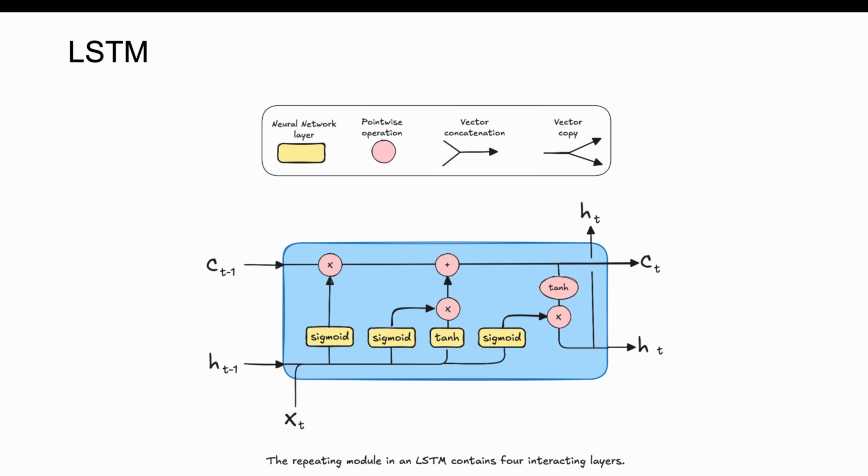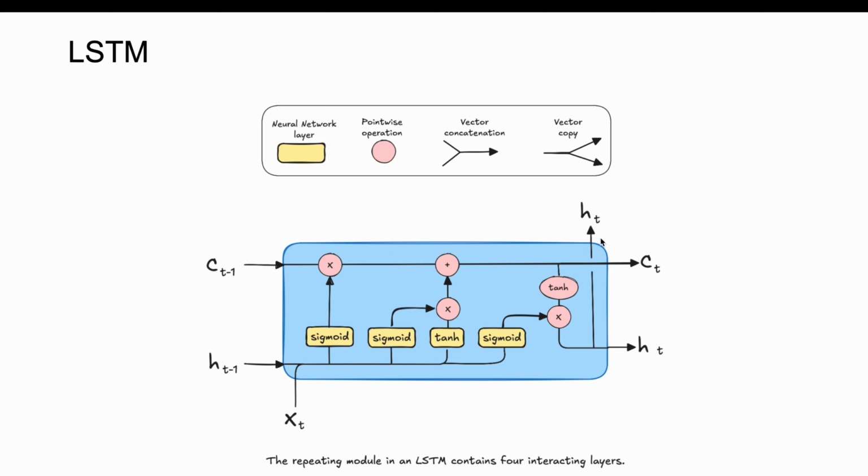So now let's look into LSTM. We saw that the RNN has a single layer, a single tanh layer. But in LSTM, we have four interacting layers. So there are four neural network layers in LSTM. This is a single unit of LSTM, where we see there are four neural network layers, and all of them are interacting with each other.